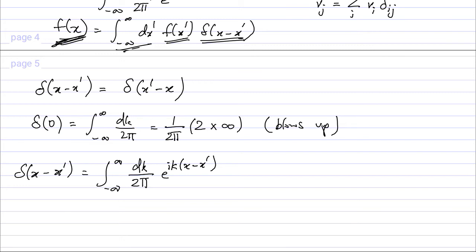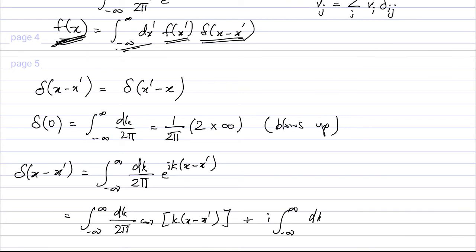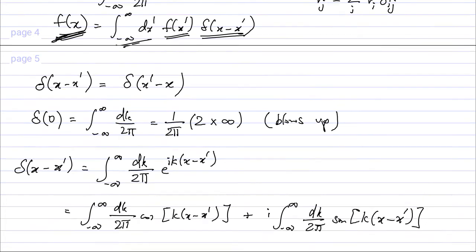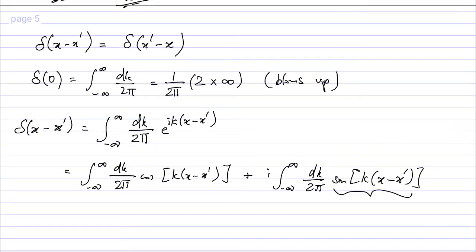So I can start doing this integral. What I would first do is chop up the complex exponential into two parts. So I have the integral of dk over 2 pi cosine of k(x minus x prime), and then of course I have plus i times the integral from minus infinity to infinity dk over 2 pi sine of k(x minus x prime). Here the integrand is odd, so that's an odd function with respect to k. When you're integrating an odd function from minus infinity to plus infinity, you are guaranteed to get 0. So this whole thing goes away and you're just left with this integral.